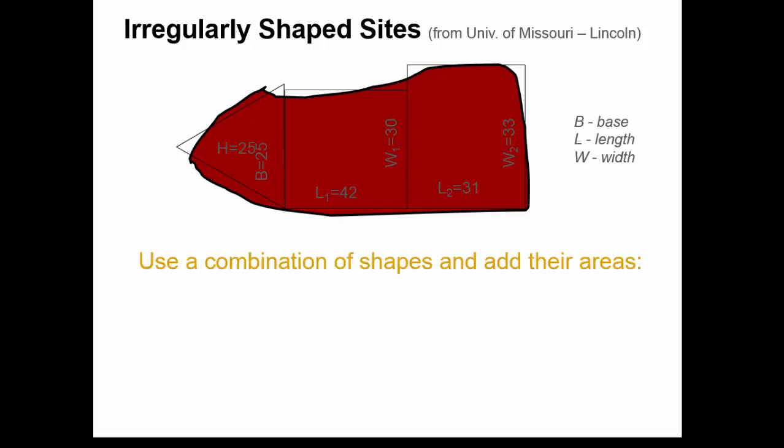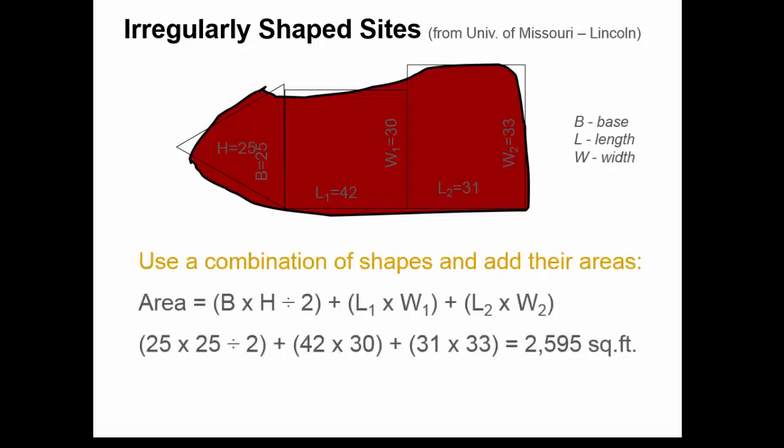This illustration has one triangle and two rectangles. The triangle is base times height divided by 2, or 25 times 25 divided by 2. The first rectangle is 42 by 30, so multiply those two numbers together. The last rectangle is 31 times 33, so the total area is 2,595 square feet.